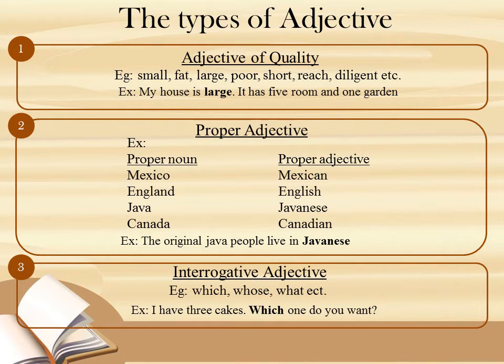The third is interrogative adjective. Interrogative adjective is an adjective that modifies a noun or pronoun in order to ask a question, such as which, whose, what, etc. For example, I have 3 cakes. Which one do you want? In the sentence, which is an interrogative adjective.